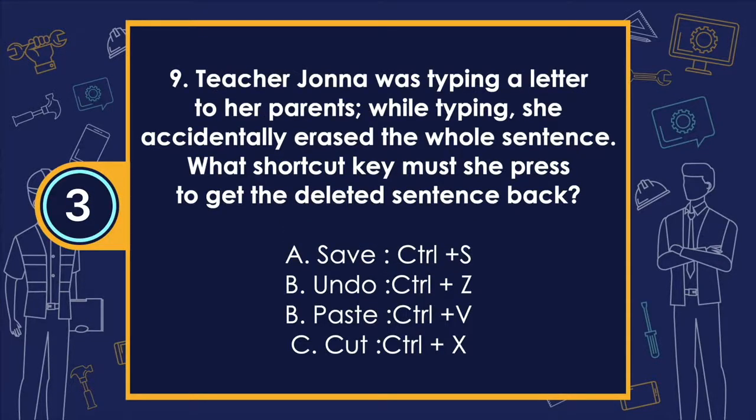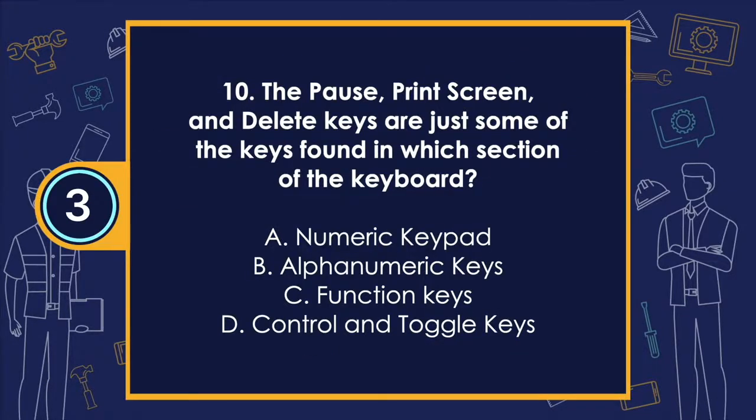Number 9. Teacher Jonna was typing a letter to her parents. While typing, she accidentally erased the whole sentence. What shortcut key must she press to get the deleted sentence back? The correct answer is letter B, Control C, or the shortcut for undo. Number 10. The pause, print screen, and delete keys are just some of the keys found in which section of the keyboard? The correct answer is letter D, Control and toggle keys.